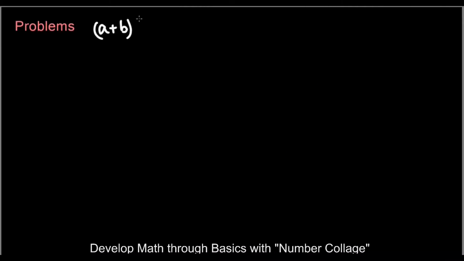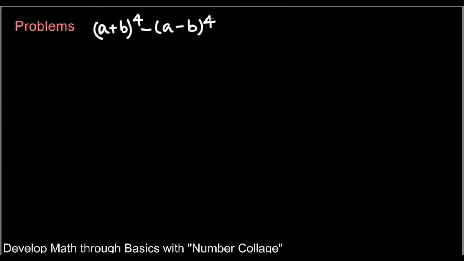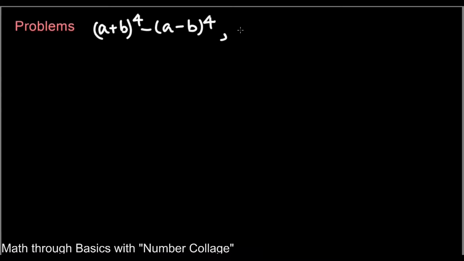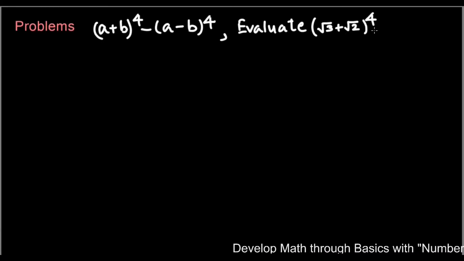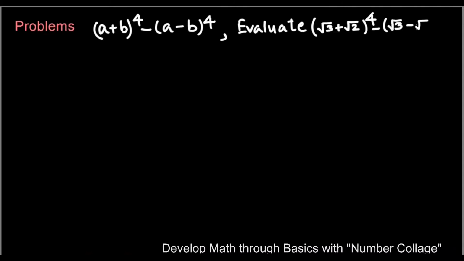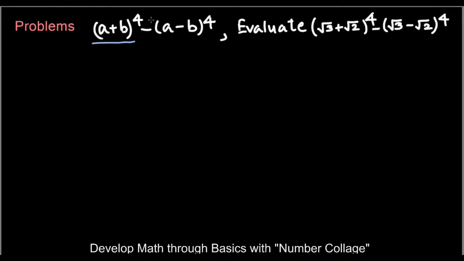We have to find (a + b)^4 − (a − b)^4, and hence we have to evaluate (√3 + √2)^4 − (√3 − √2)^4. Let us first calculate (a + b)^4.